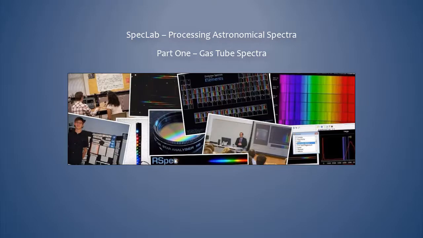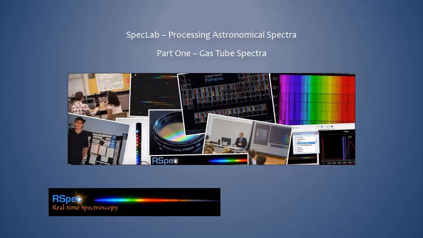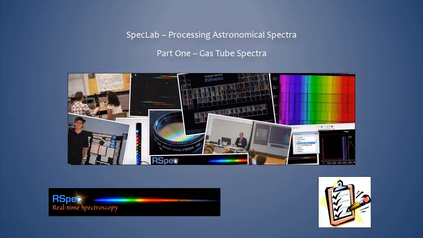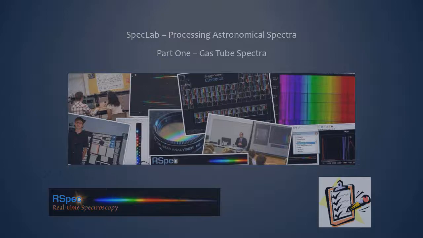In these videos, we're going to show you the steps to process and interpret the spectra of stars that you've captured. We'll be using a program named RSpec, which stands for Real-Time Spectroscopy. See the PDF lab notes for where you can download a copy of the software. The lab notes also contain a checklist that lists step by step how we'll process your spectra.